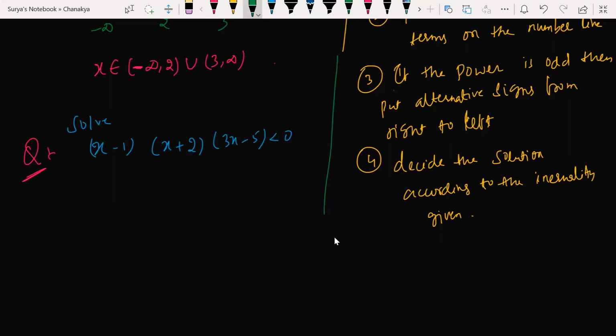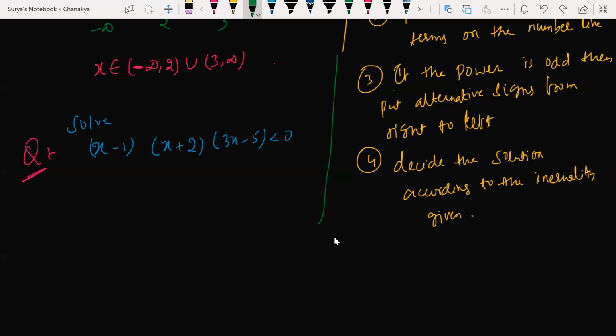Someone of you may get a doubt: sir, what if the power is even? I'll definitely tell you what exactly to do if you have an even power. Those questions we will be solving very soon, probably in the next class. Very simple. Odd means the sign will be alternately changing. If the power is even, the same signs will be written, plus plus plus, minus minus minus.